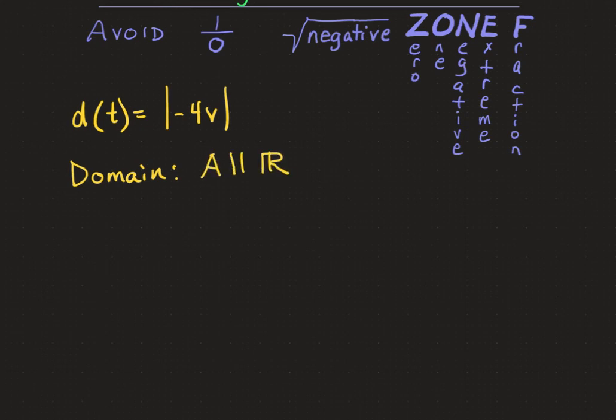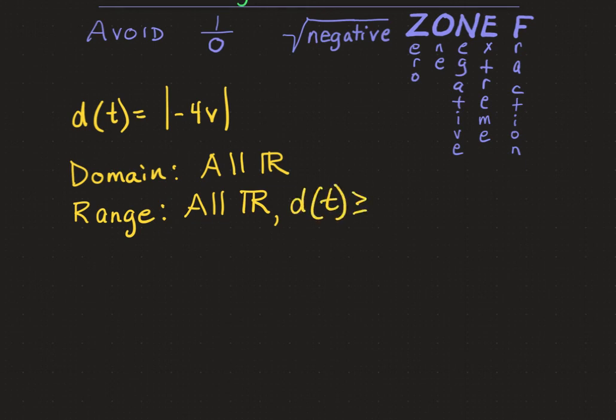So let's think about this. If I put in 0, I'll get 0. If I put in 1, I'll get negative 4? No, I'll get positive 4 because I'm taking the absolute value. In fact, is there any way to get a negative number? No. So what we have here is all real numbers, d of t greater than or equal to 0. An absolute value will always be positive.